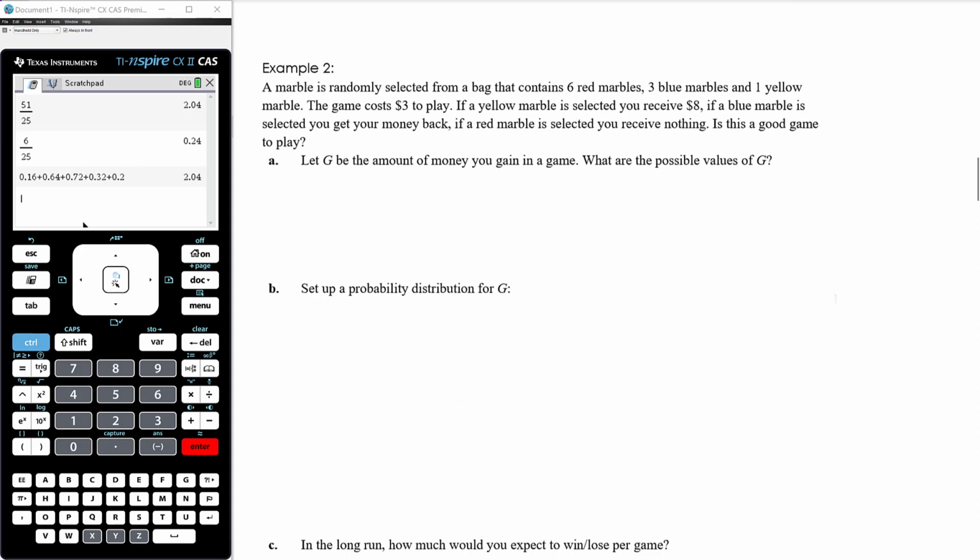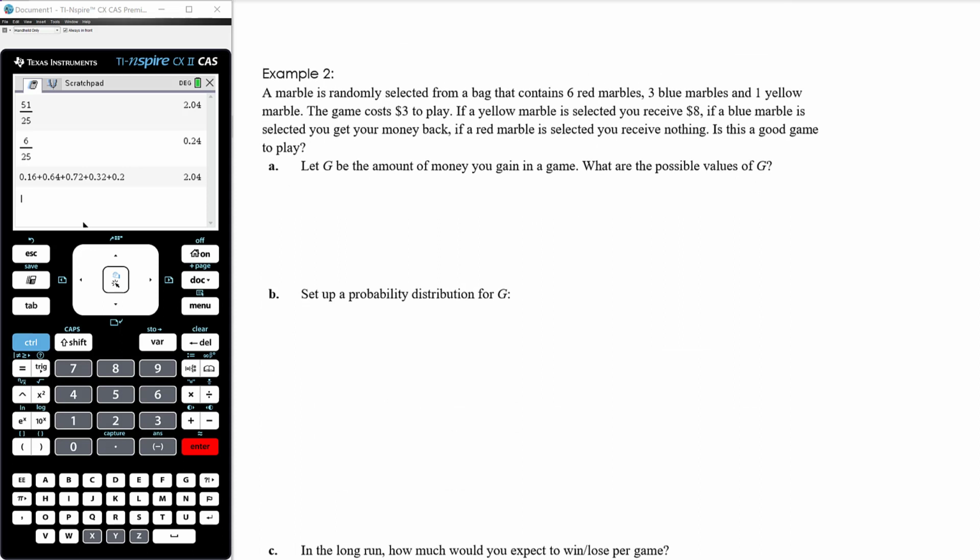Okay, let's do another example. A marble is randomly selected from a bag that contains 6 red marbles, 3 blue marbles, and 1 yellow marble. The game costs $3 to play. If a yellow marble is selected, you receive $8. If a blue marble is selected, you get your money back. If a red marble is selected, you receive nothing. Is this a good game to play?